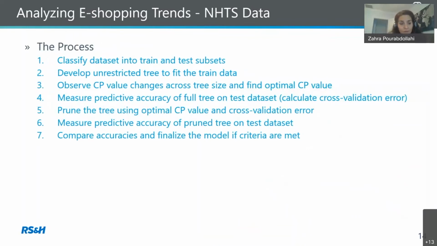If I want to summarize the process, the idea is to allow the decision tree to grow fully, observe the critical parameter, calculate the cross-validation error and find the optimal critical parameter value, and based on that, prune the tree. It's actually called pruning. Prune the tree to make it smaller and more accurate.